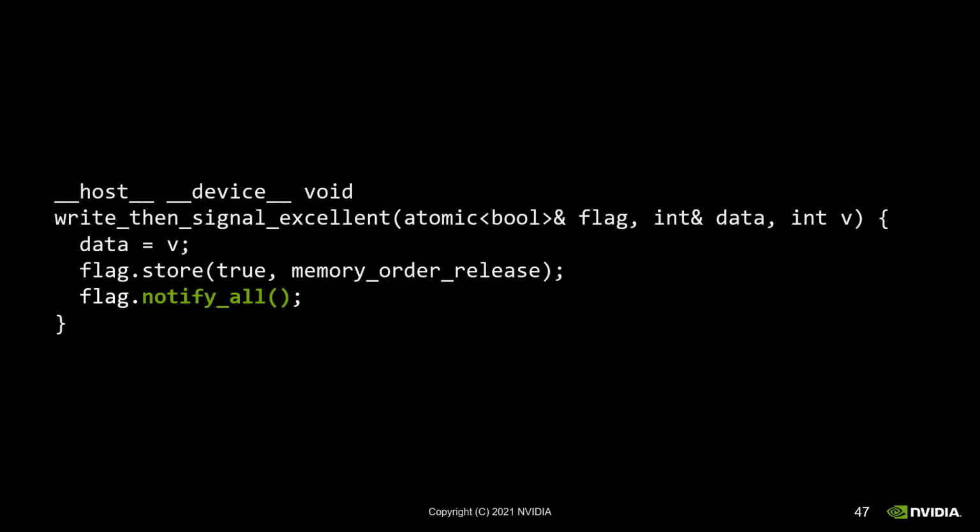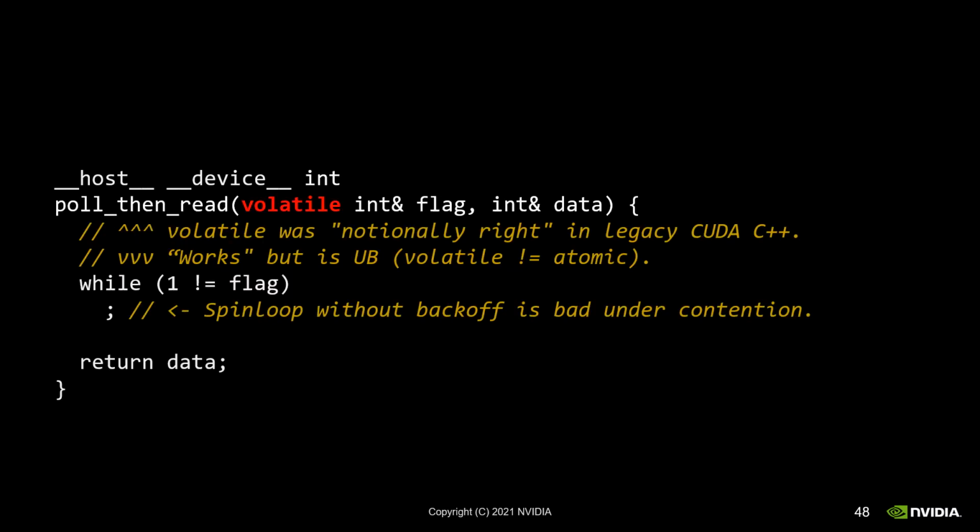There's an even better form of this that we can write with C++20's new atomic wait and notify API, which is available in C++11 and up in the NVIDIA C++ Standard Library. After storing true to the flag, we call notify all in the atomic to wake up anyone who is waiting for the value of the atomic to change. On the consumer side, we have a function that pulls in the flag and then reads some data that the producer wrote to before signaling.